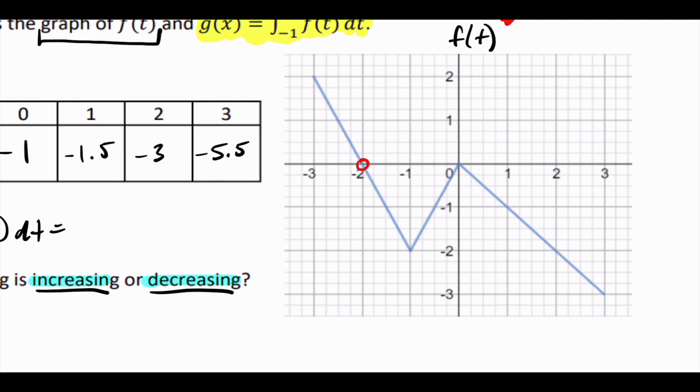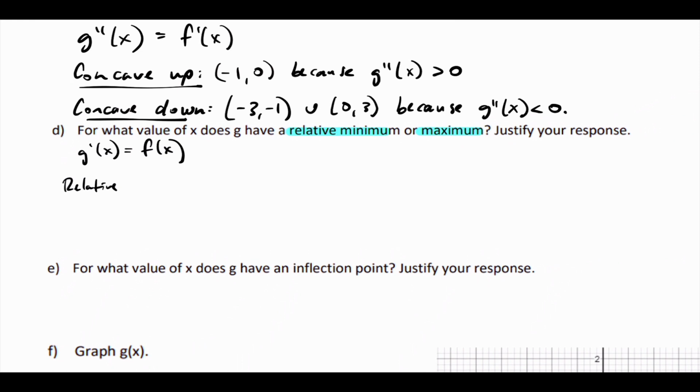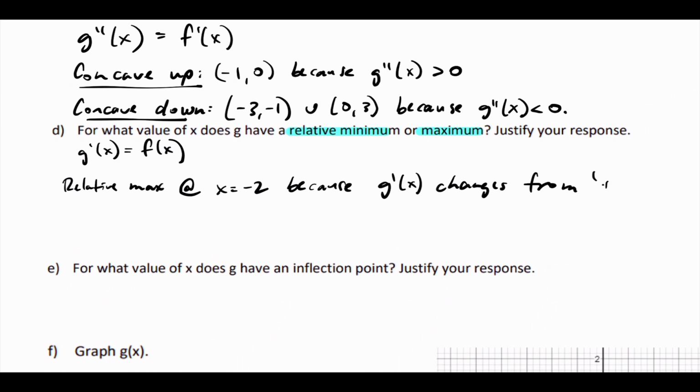Okay. So -2 is going to be either a relative maximum or relative minimum. Is it going to be a max or is it going to be a min? Because it's changing from positive to negative. And according to my definition, my little cheat sheet here, if it changes from positive to negative, it's a max. If it changes from negative to positive, it's a min. So it's going to be a max. Relative max at x equals -2 because G prime of x changes from positive to negative.